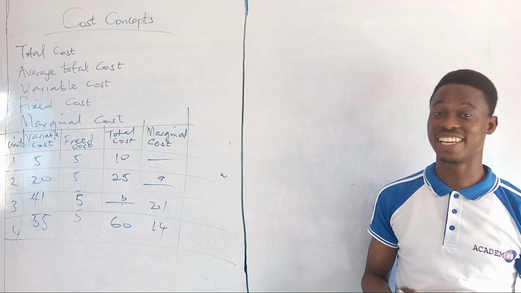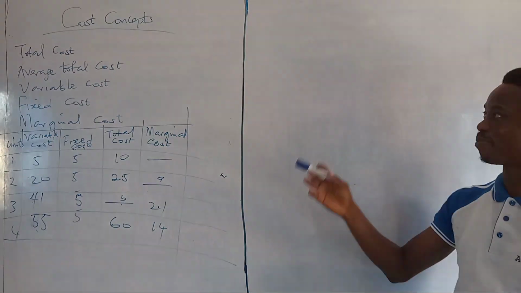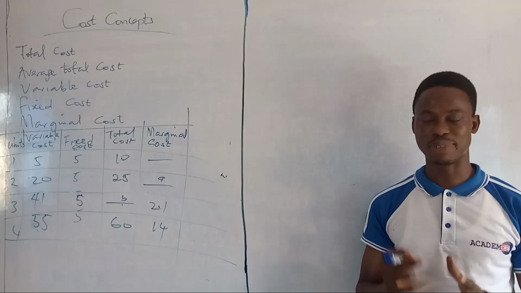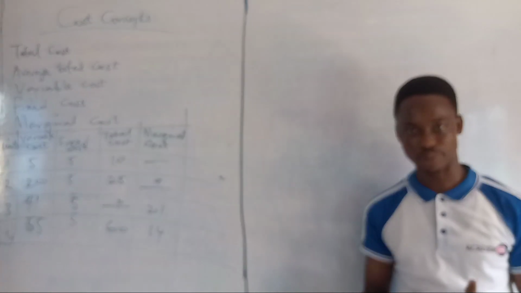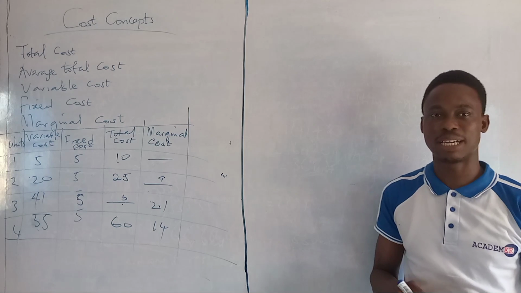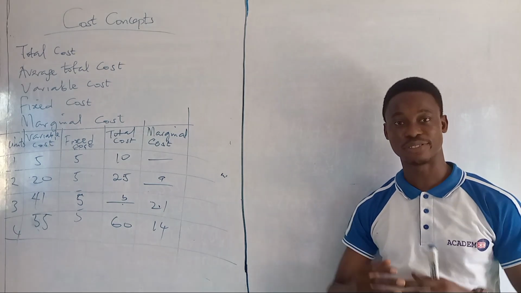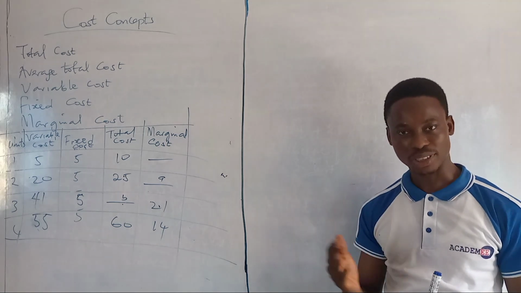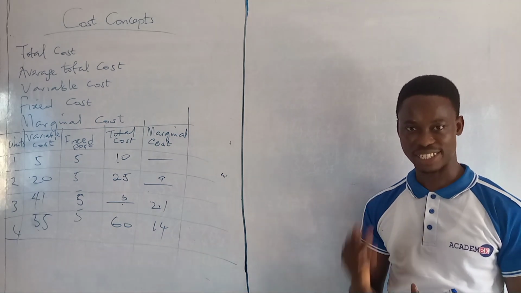Today, we'll be talking about a sensitive topic, cost concepts. When you talk about cost concepts, it means it talks about the production process. When you talk about production, that means it is the creation of utilities, which means there are some costs that you must incur as a firm.